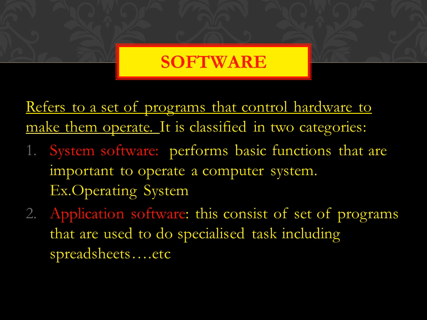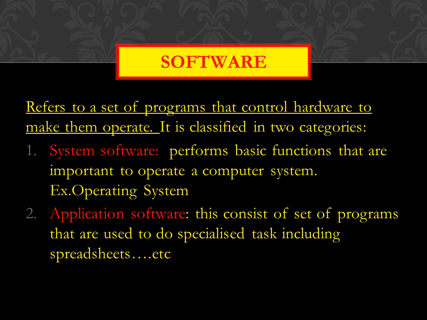Now we have software. What is software? Regarding hardware, I have already told you that hardware can be seen or touched. But when we talk of software, software cannot be seen or touched. Instead, it refers to a set of programs that control hardware to make it operate. The software is a set of programs which control the hardware so that it can function properly. Now software is divided into two parts. We have system software and we have application software.